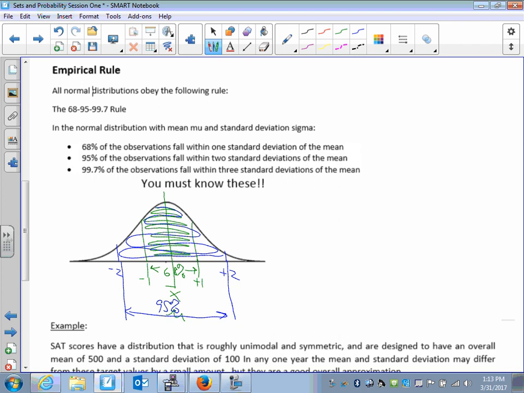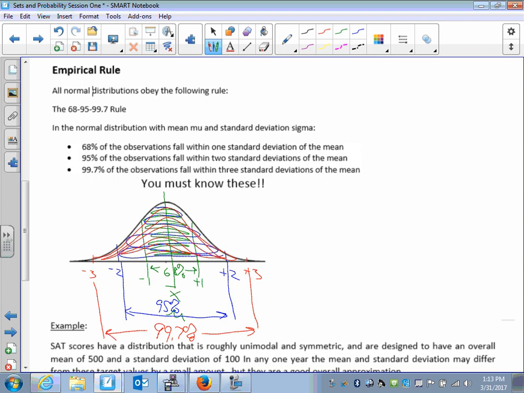Now, if we went 3 standard deviations to each side of the mean, minus 3 to plus 3, the area between those two values is 99.7% or 0.997. 99.7% of the data falls between plus or minus 3 standard deviations.